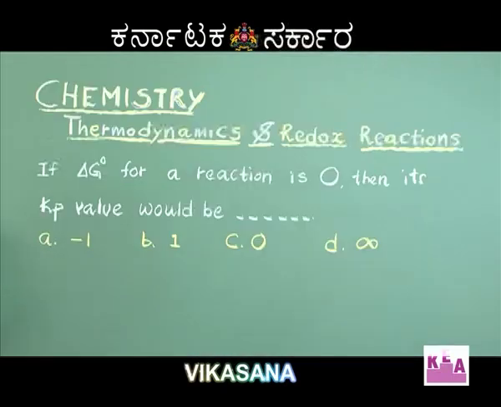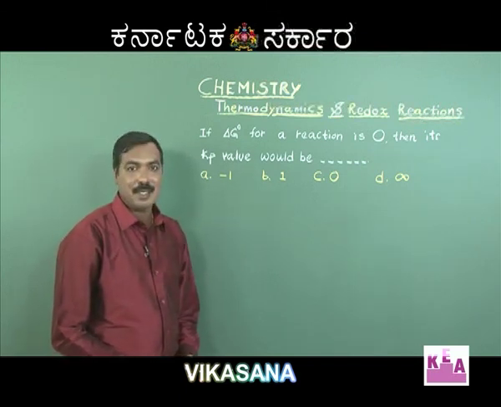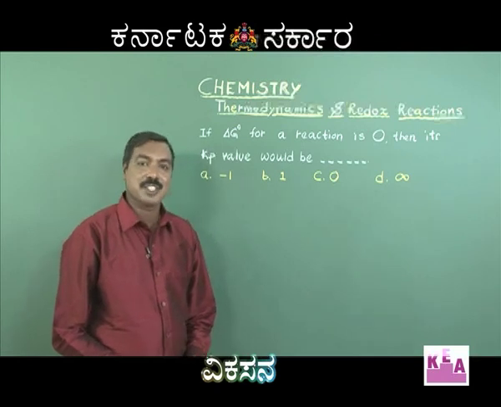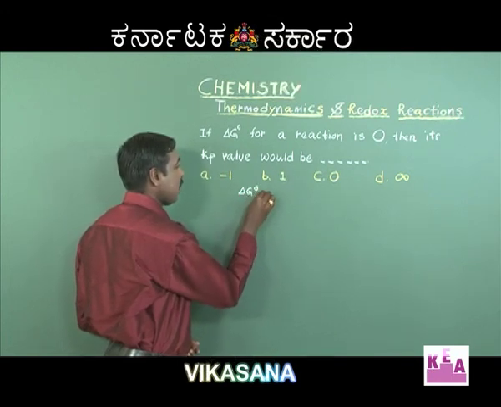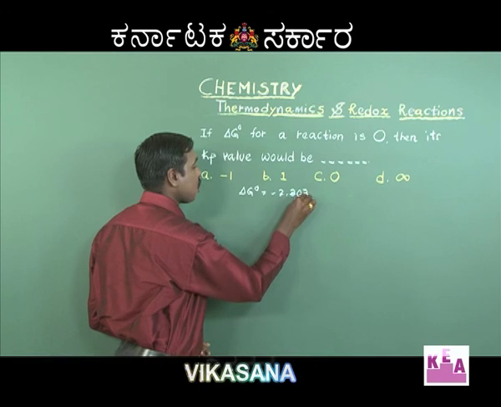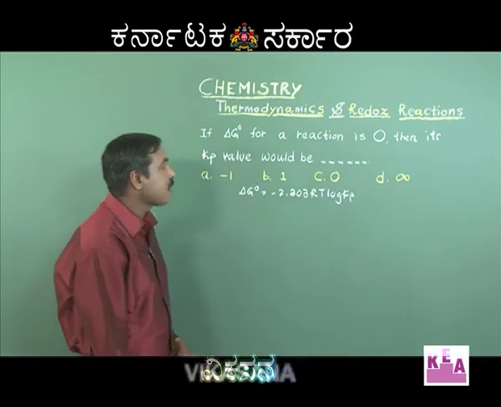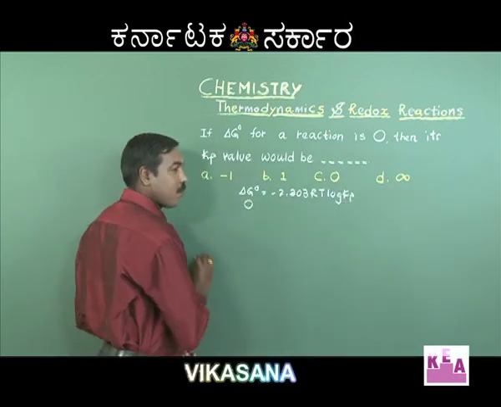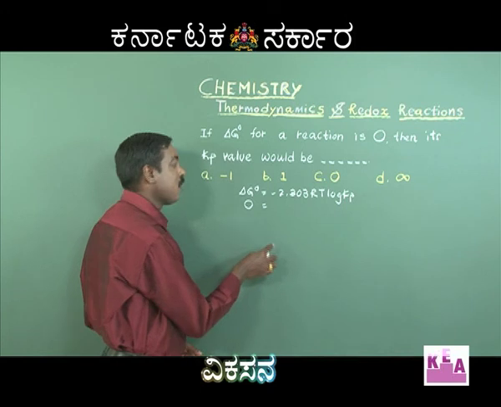Our next question. If delta G naught for a reaction is 0, then its Kp value would be. It is a relation between delta G naught and Kp, standard free energy change and equilibrium constant with reference to pressure. This relation is known as Van 't Hoff reaction isotherm, and I am writing it. This relation is delta G naught is equal to minus 2.303 RT log of Kp. The question itself says that delta G naught is 0, and 0 divided by whatever I transfer to the denominator here would definitely be 0.